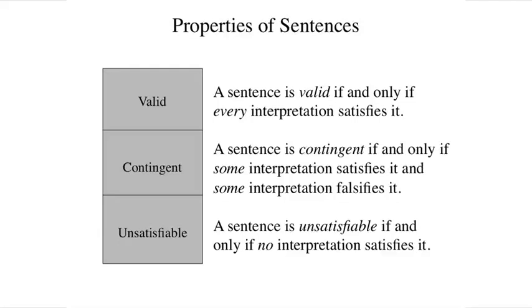A sentence is valid, for example, if and only if it is satisfied by every truth assignment. A sentence is unsatisfiable if and only if it is satisfied by no truth assignment. And a sentence is contingent if and only if there is some truth assignment that satisfies it and some truth assignment that falsifies it.